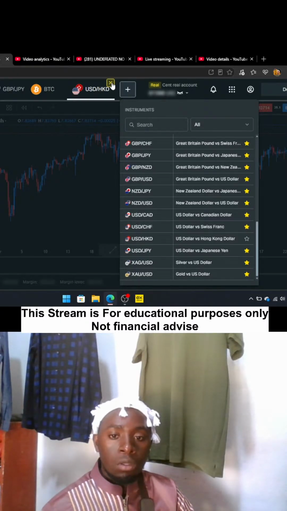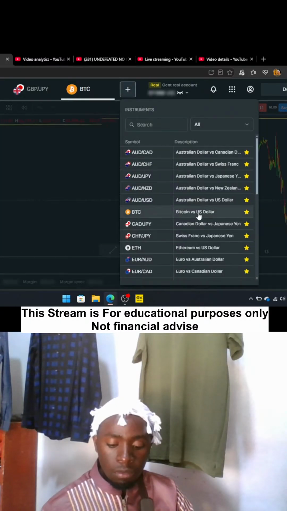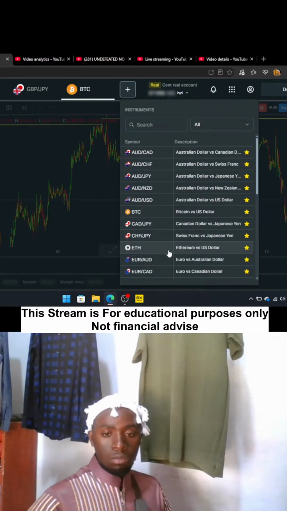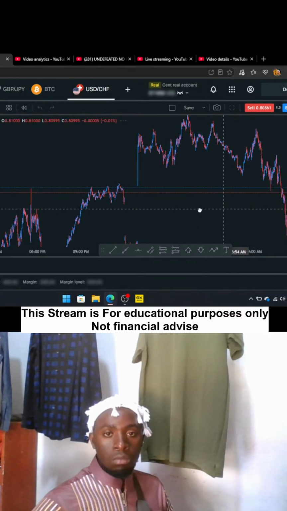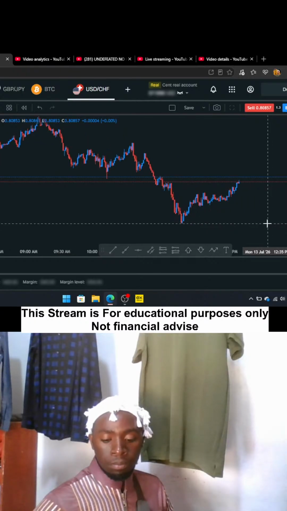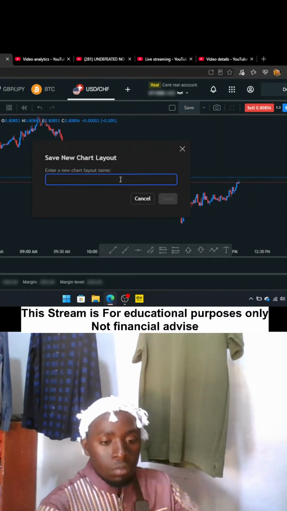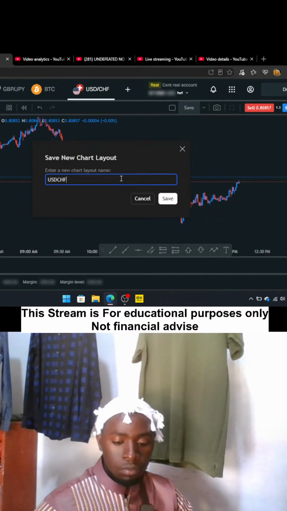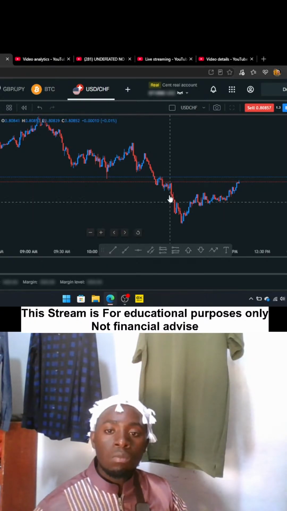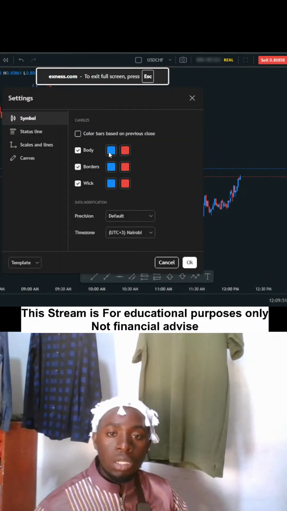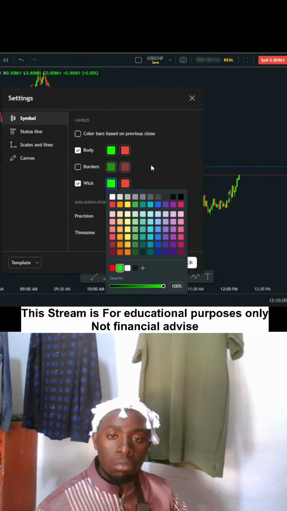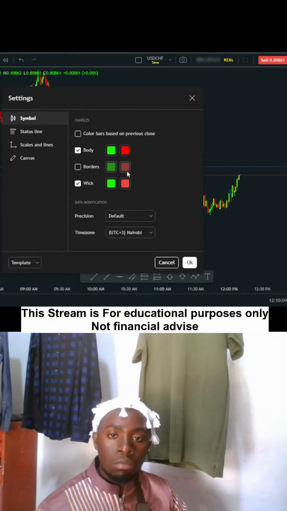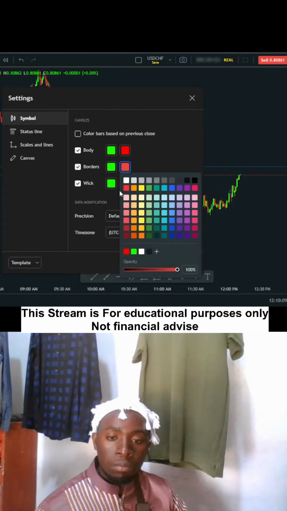Then I'll check USD CHF. I'll go ahead and change the colors of the candlesticks. Green, green, green. Just like that.